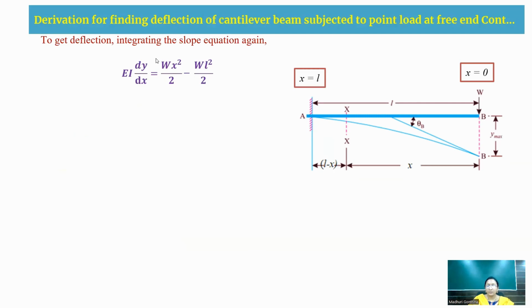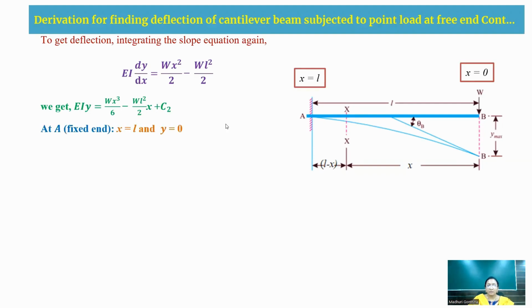So this is the slope equation we got. Once again, we are going to integrate it. If you integrate this dy by dx, we are going to get y. So EI into y will be equal to wx cube by 6 minus WL square by 2 into x plus C2. C2 is another constant.